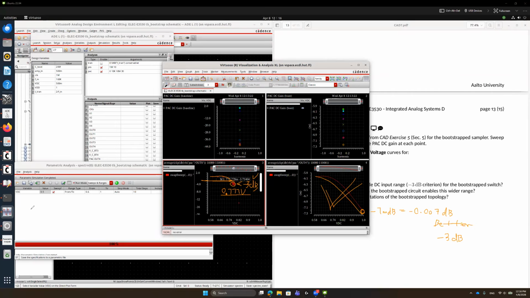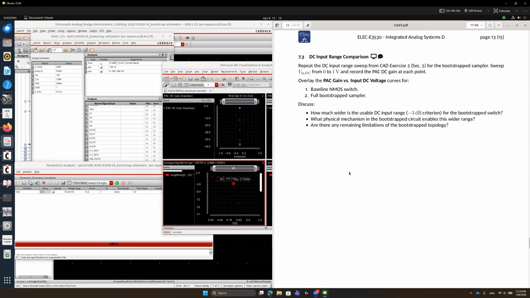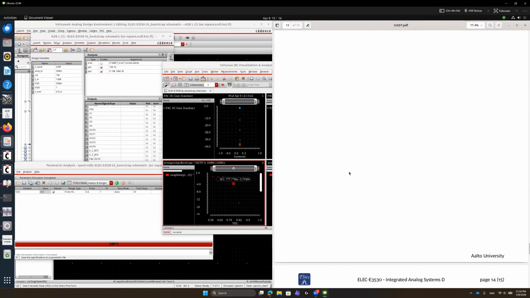So this is our conclusion for the bootstrap switch. It can make use of every single voltage of DC bias voltage, no matter whether this is 0 volts or 1 volt, every single region is usable for the bootstrapped sampling switch. So we verified this way. Okay, this is a conclusion.